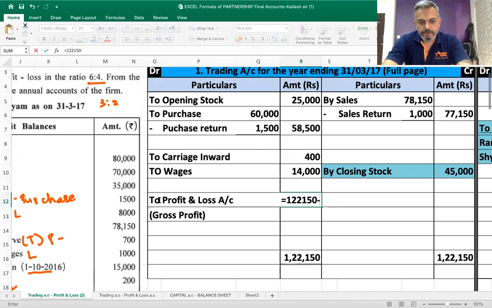1225150 minus 25,000 minus 58500 minus 400 minus 14,000 gives 24250. Please check.